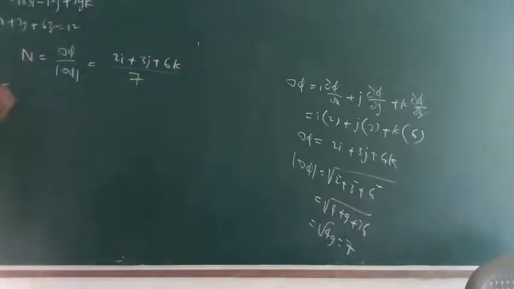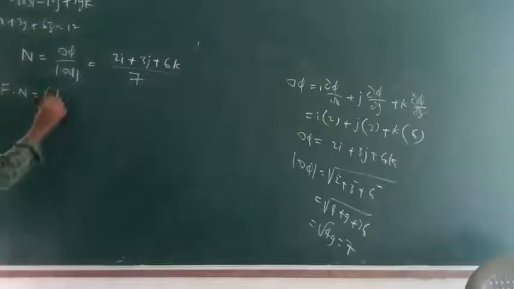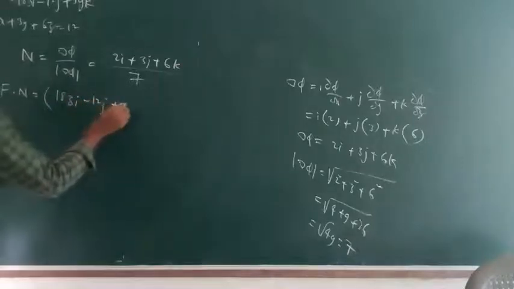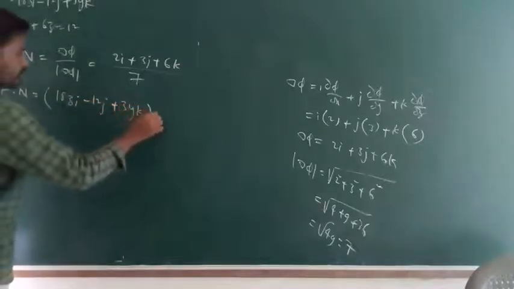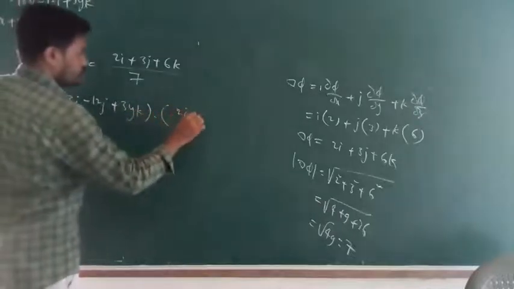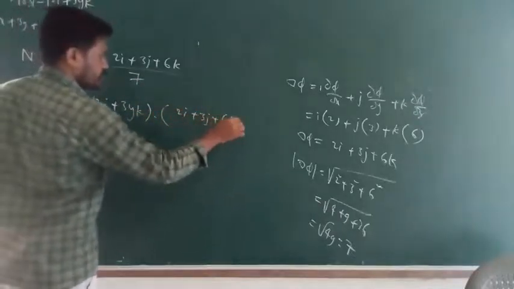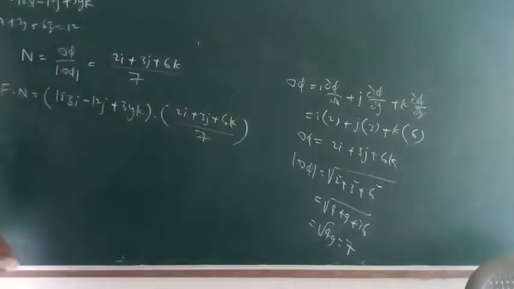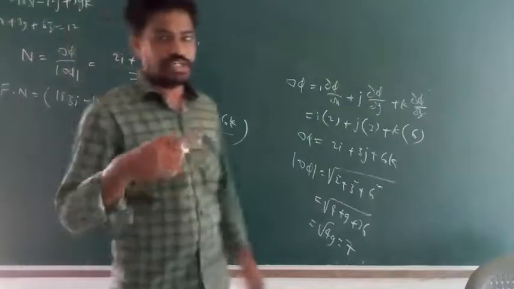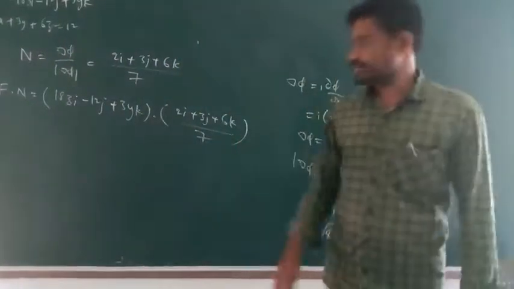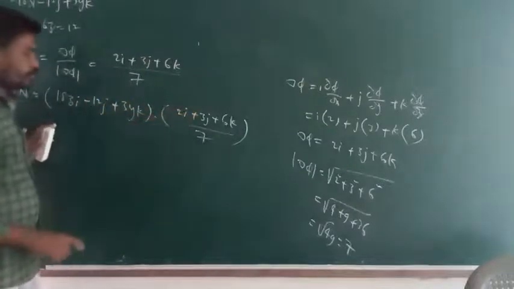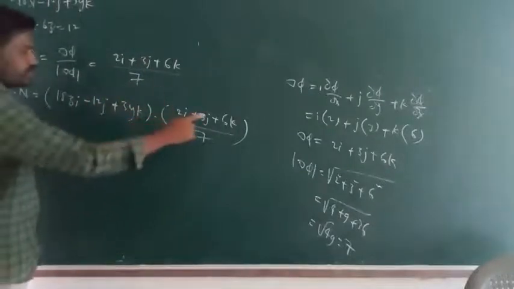First, find F dot n. This is a dot product: F, 18z i minus 12 j plus 3y k, dot 2i plus 3j plus 6k by 7. Applying the dot product condition: i dot i is 1, j dot j is 1, k dot k is 1. The remaining terms come to 0, that is, i dot j, i dot k are 0, and j dot i, j dot k are 0.